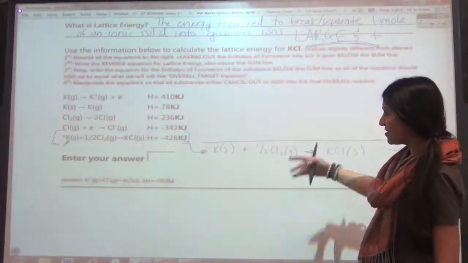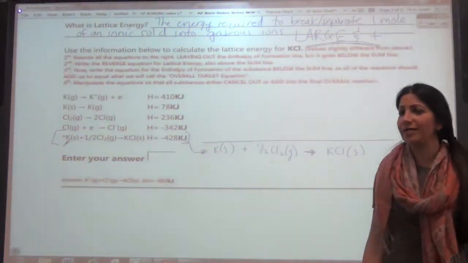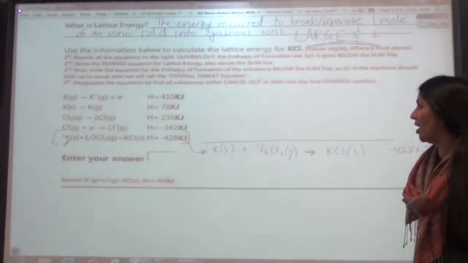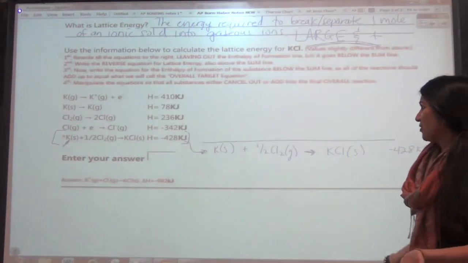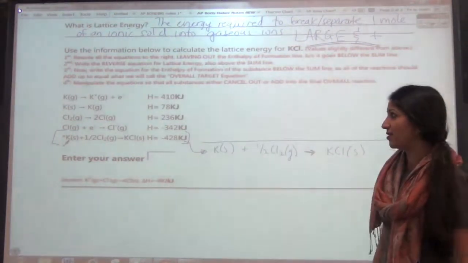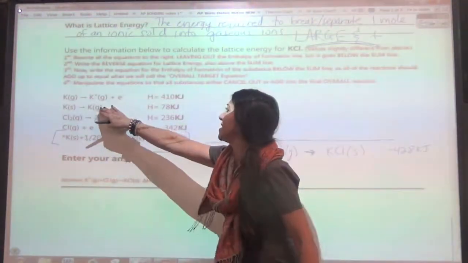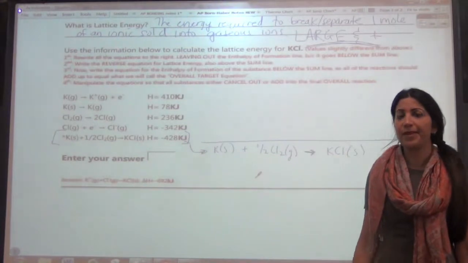So based on this, having this as my target, what should I do to my top line? Should I do anything to my top line? Well, I'm taking a look at it, and I don't see anything that exists here in this line. I don't see anything yet, okay? So I'm going to hold off on that line. Let's take a look at the second line. Is there anything that exists here that exists in my target equation?